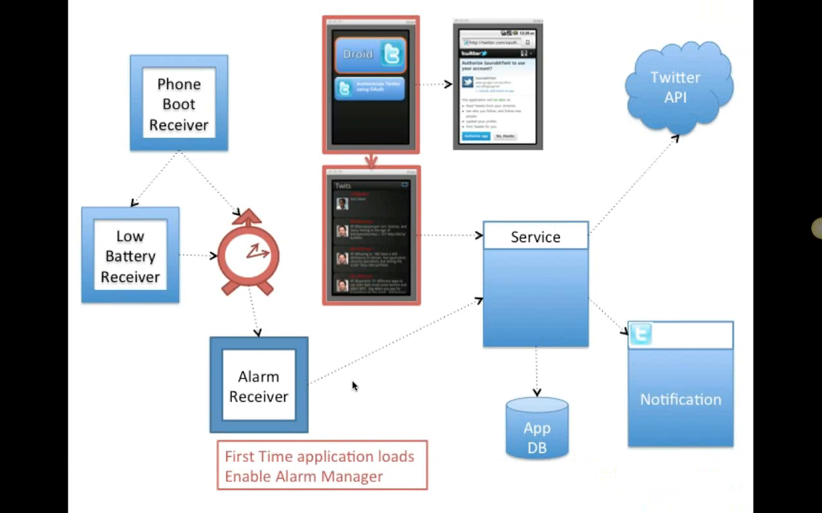Now, when we launch the application the first time, let's look at what happens. You can see that from the Droid screen, the login screen or the splash screen, I moved to this tweet screen. And at the same time, I'm telling Android's alarm manager to poke my application, let's say every 5 or 10 minutes, so that the application can wake up and go and fetch new data from Twitter. That's the screen where the alarm clock is red, and below I'm talking about how the first time the application loads, it enables the alarm manager.